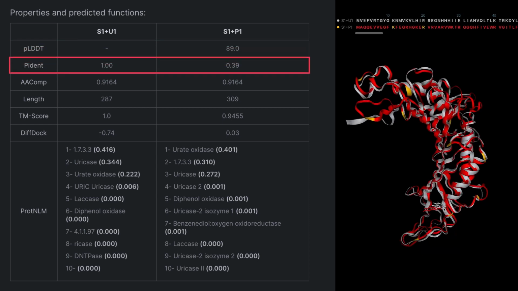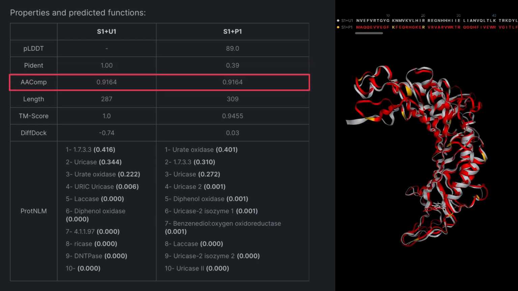P-ident, or percent identity, is a measure of sequence similarity. It ranges from 0 for no match to 1.0 for 100% sequence match. In these tables, the first column is the reference for comparative metrics, so P-ident for column 1 is 1.0. What P-ident score is considered good versus bad will depend on your application.